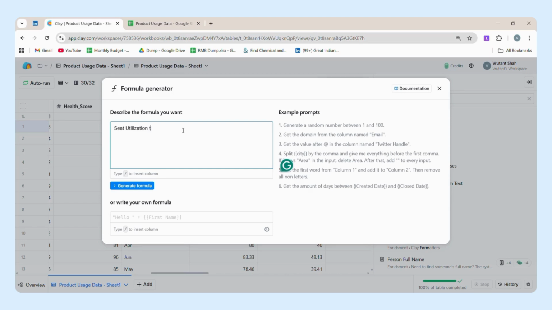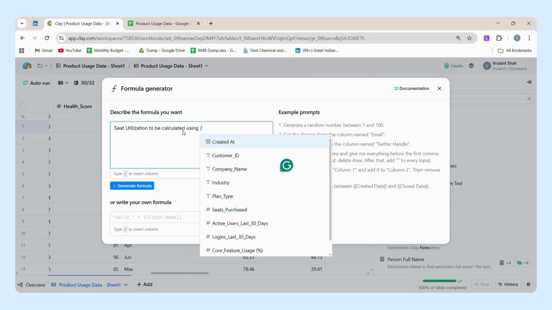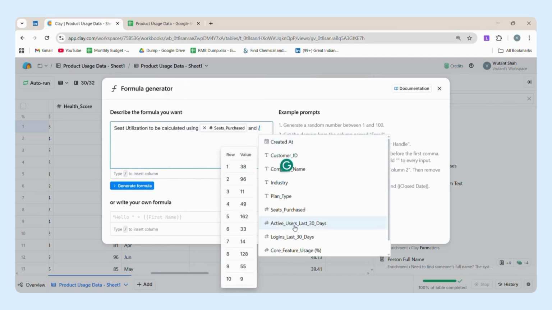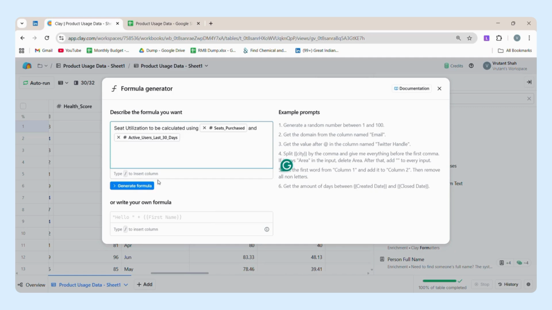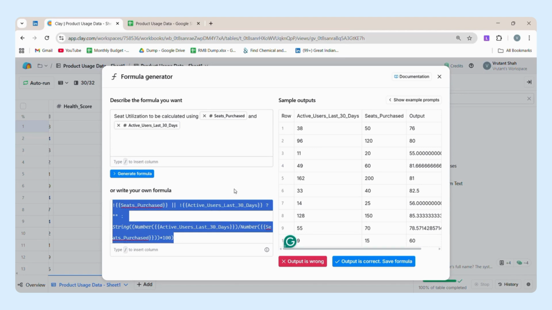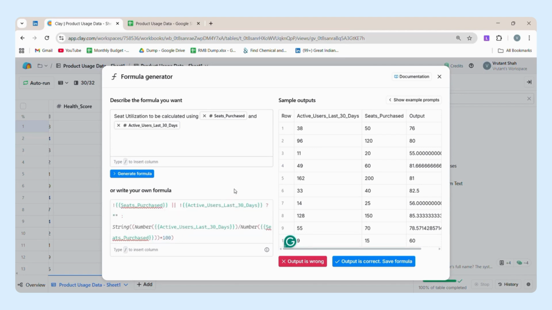So I can say seat utilization to be calculated using, and I'll put in the column. So the columns that I want to take are seats purchased and the active users in the last 30 days, because these are the two data points that I have. And then when I click on generate formula, the formula generator, based on the simple text, gives that to me and I have my output right here. So I don't have to manually create those formulas. I can directly put in a prompt and I get my formula created. And then I can check if the output is correct or not and save it.